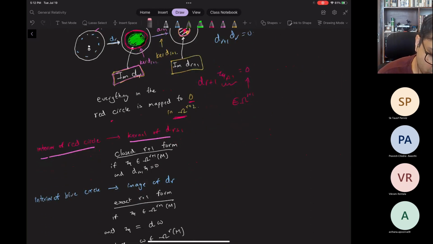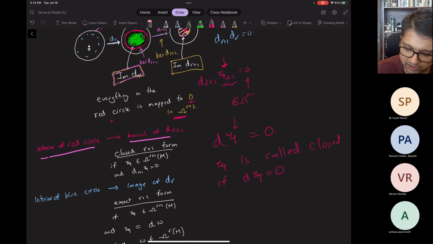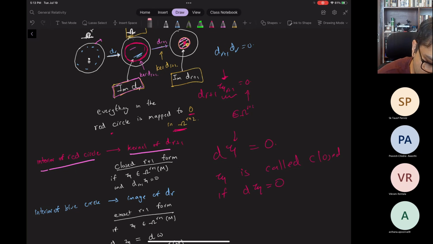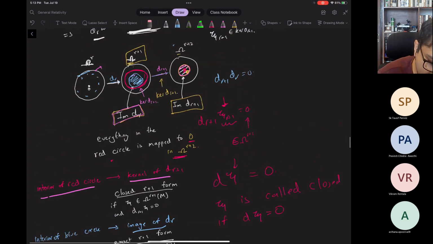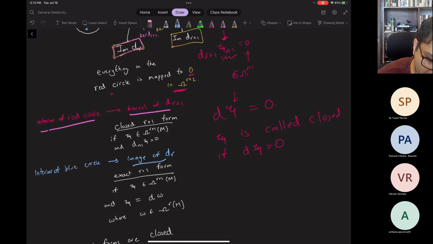We say that such objects ξ, such that dξ = 0, are called closed. So this is called a closed (r+1)-form, or if ξ was an r-form, you would say it's a closed r-form. The interior of this blue circle, now shaded green, is the image of d_r: everything inside Ω^r under the operation d_r got mapped here. Such forms are called exact.